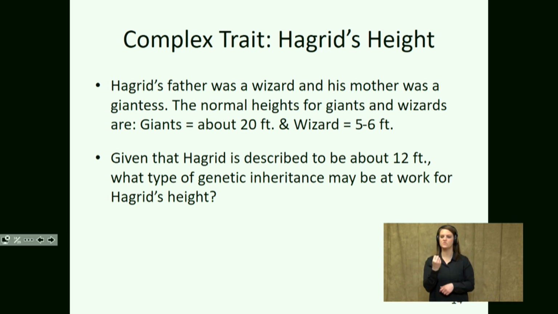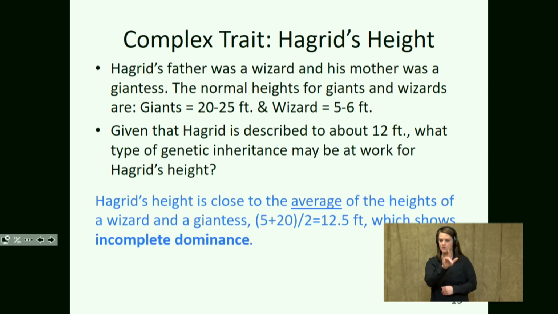Now, in the Goblet of Fire, Hermione will actually tell you who his mom and dad were, and that giants are about 20 feet, okay? And then wizards are normal people, so average height is somewhere between 5 and 6 feet. Well, Hagrid's only 12 feet, all right? So we have 20, we have 5 to 6, 12's in the middle. Ding, ding, ding, incomplete dominance.